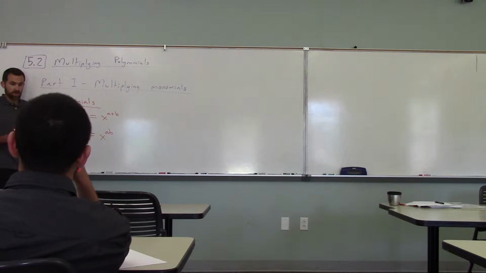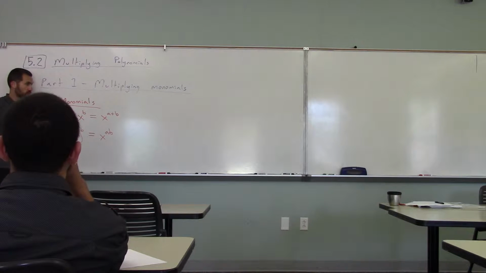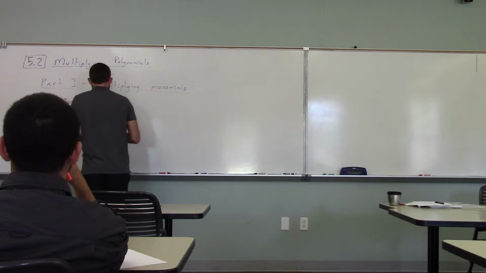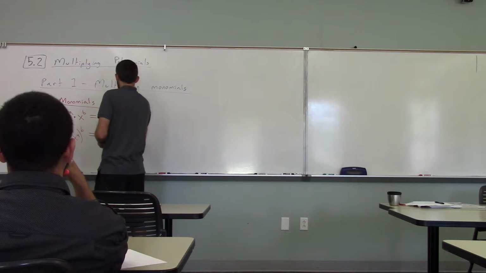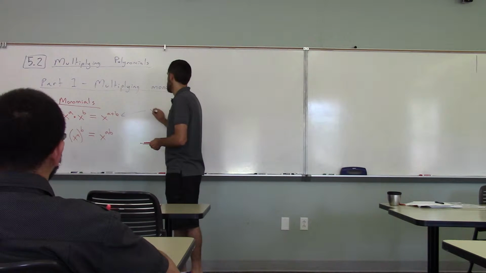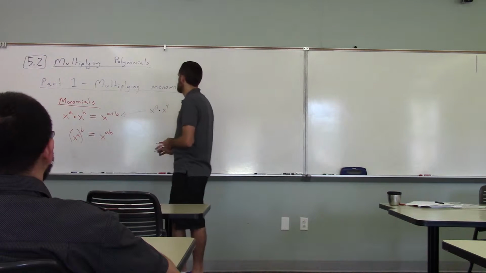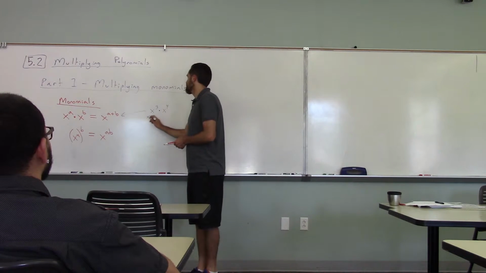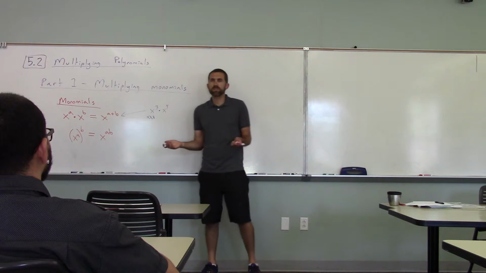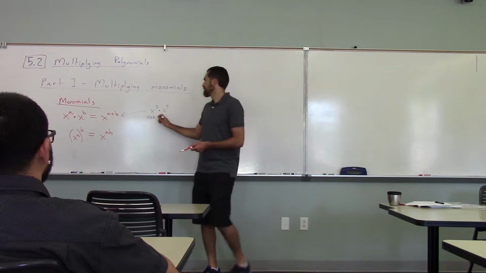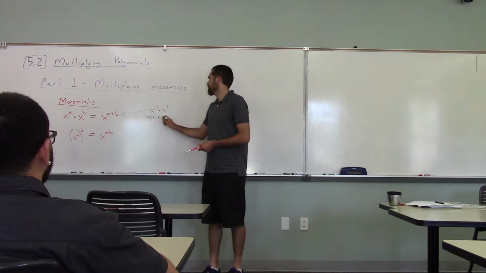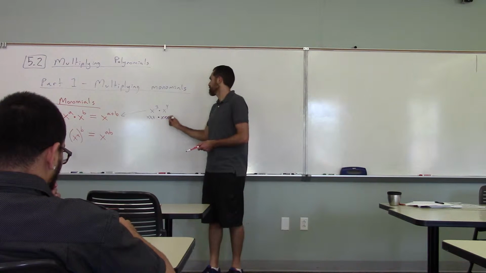Okay, and they will. So I'll just show you why really quick, not in a rigorous proof or anything, but just why this is true. Okay, think about it like this. If I have x to the 3rd times x to the 4th, that's x times x times x. That's what x to the 3rd means. It means 3 x's multiplied together times 4 x's multiplied together.